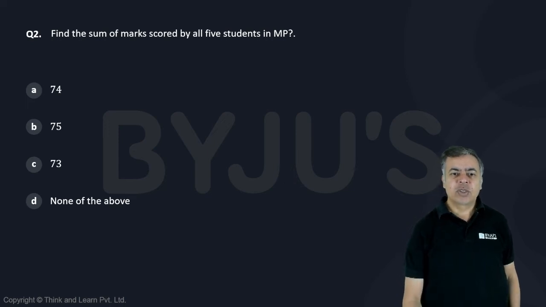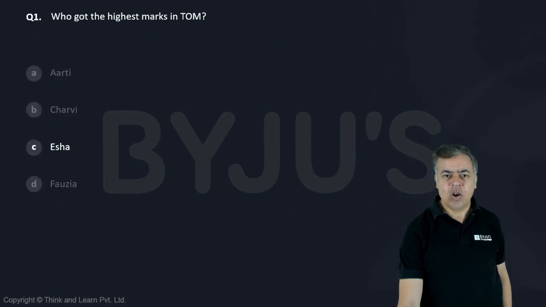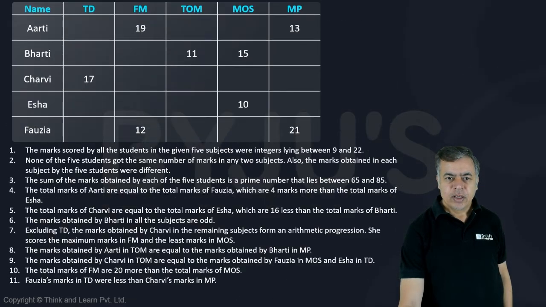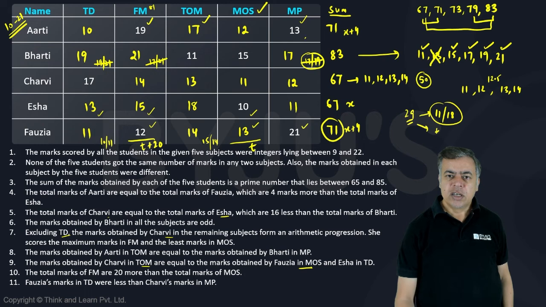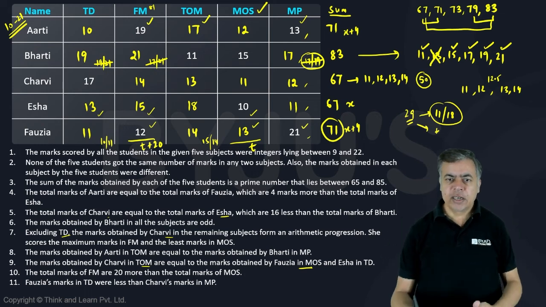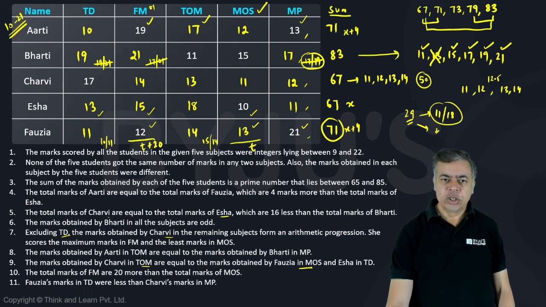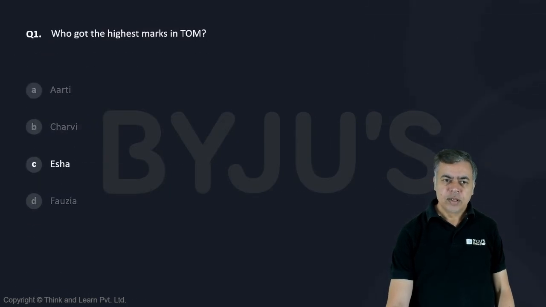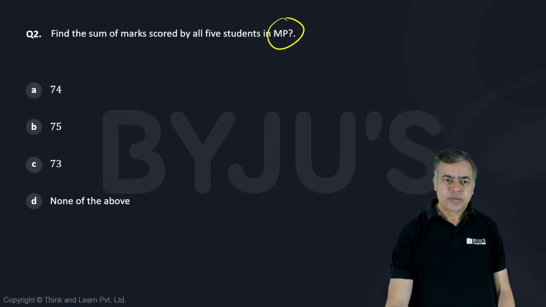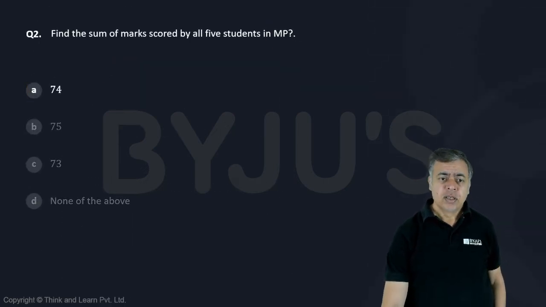Find the sum of the marks scored by all the 5 students in MP. So we need to just add all MPs. Right? Score of MP. This would be 13 and 17, 30, 30 and 23, okay, 53, 53 and 21, 74. Right? Okay, you can check it again: 13, 17, 30, 30, 53 and 74. Yes, 74 should be the correct answer. Okay, yes, 74, option A should be the correct answer. Okay, yes it is.